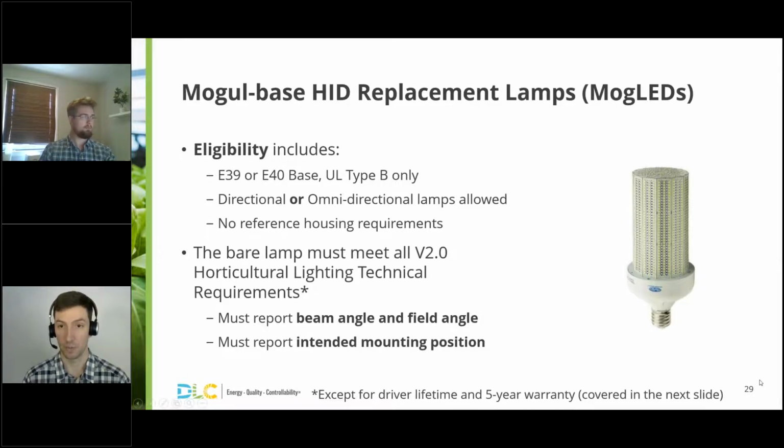There are some additional requirements for MOGLEDs. They must report the beam and field angles. They don't have a beam angle threshold like TLEDs. We're just reporting the beam and field angles and also reporting the intended mounting position for these lamps. The PPID polar plots must include the intended tested mounting position for these products.